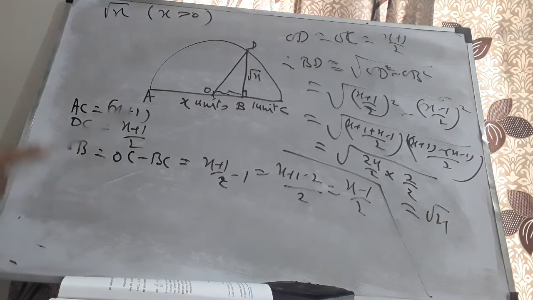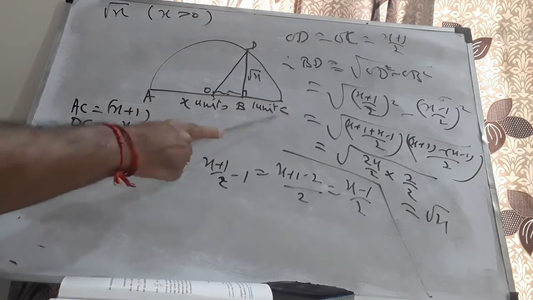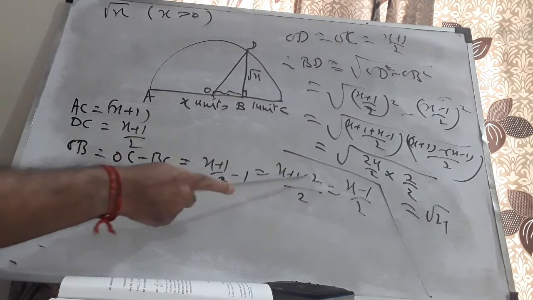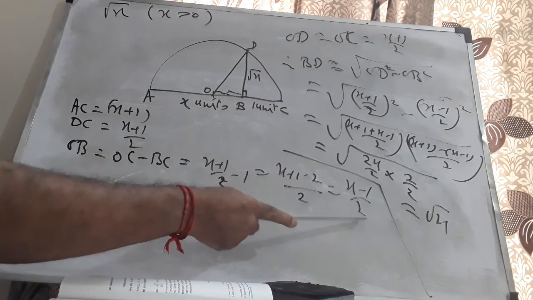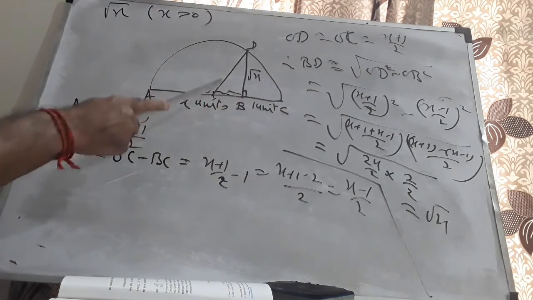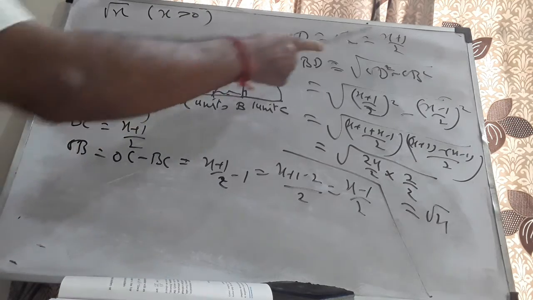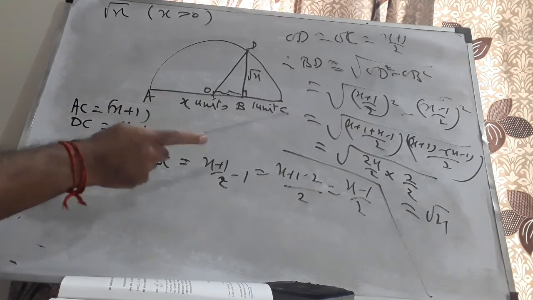The radius will be (x+1)/2. Now length OB is OC minus BC. This is (x+1)/2 minus 1. Take LCM: (x+1-2)/2, which is (x-1)/2. Therefore, OD is nothing but OC, which is also equal to (x+1)/2. This length is also (x+1)/2.